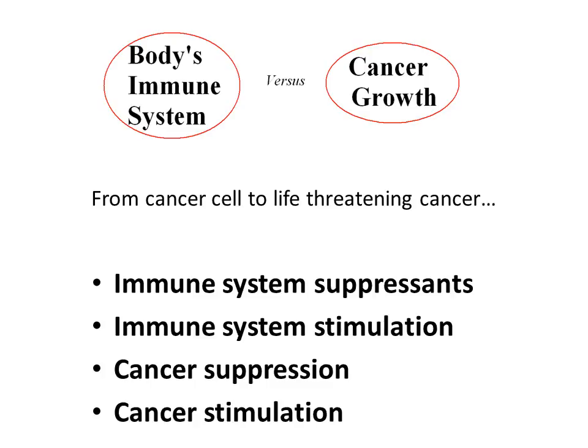Let's summarize what we've just seen. There's only two parties present in the process of a cancer cell turning into a full life-threatening cancer: our body with its immune system and the cancer. This process of a cancer cell turning into a full-blown life-threatening cancer can be influenced in 4 different ways. We can suppress the immune system, and we can stimulate the immune system. We can suppress the cancer, and we can stimulate the cancer.